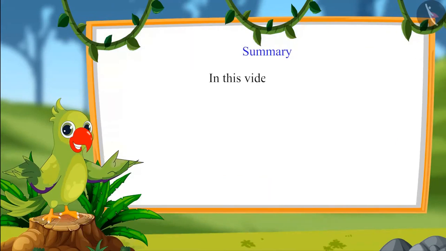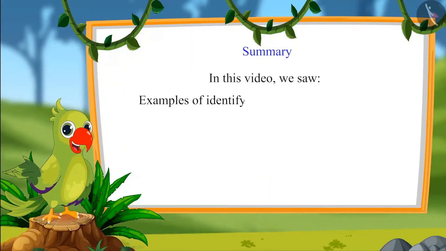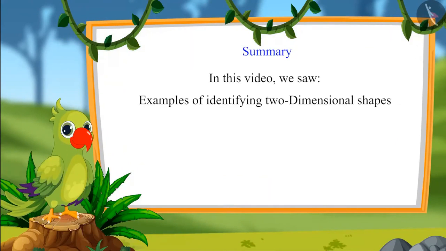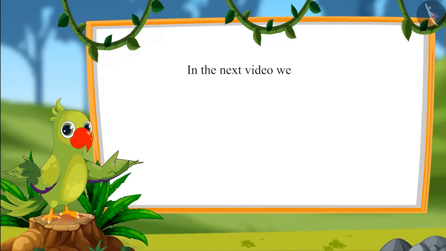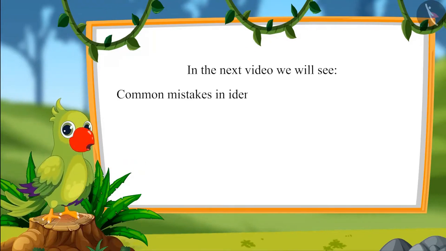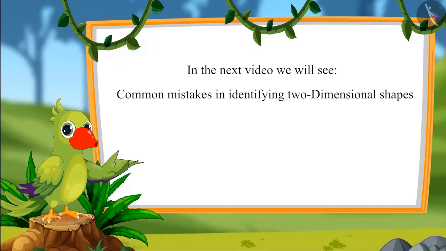So kids, in this video we saw some examples of identifying two-dimensional shapes. In the next video, we will see some common mistakes in identifying two-dimensional shapes that should be avoided. Until then, bye children.